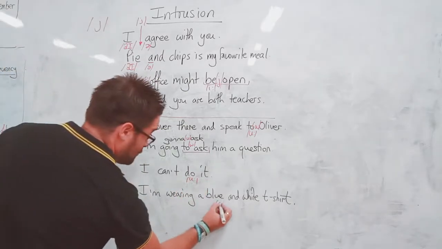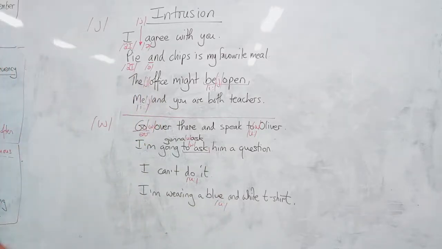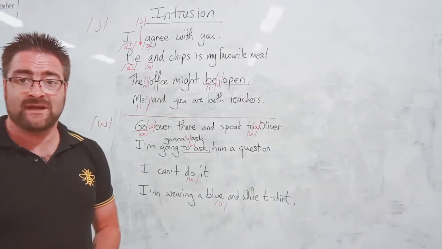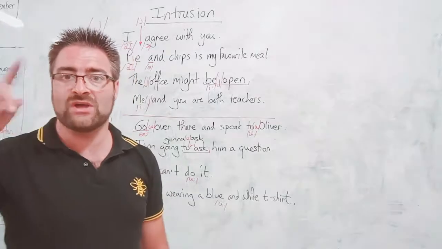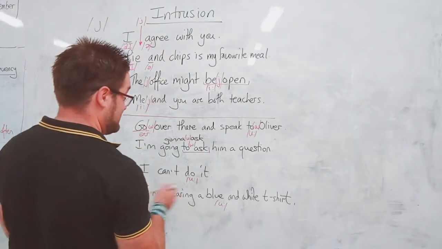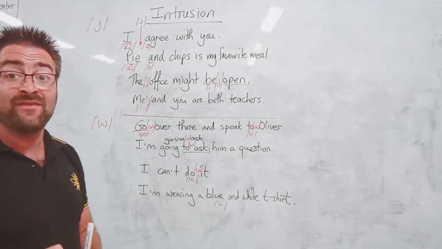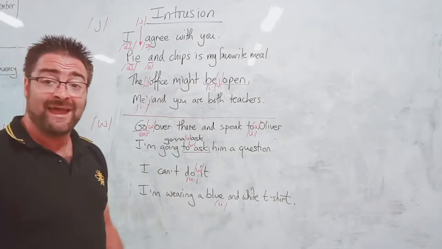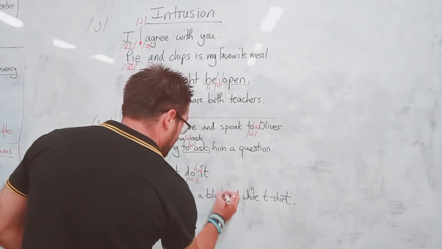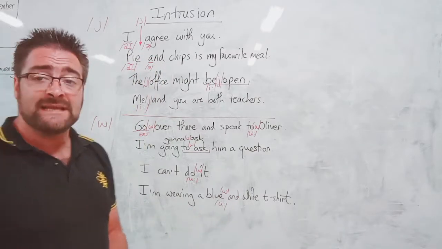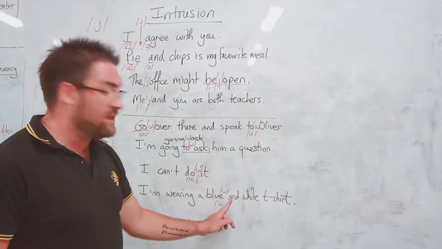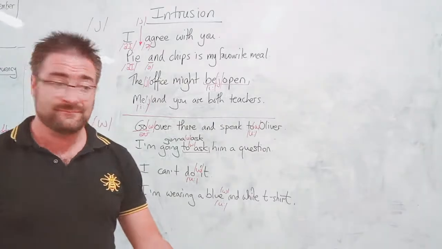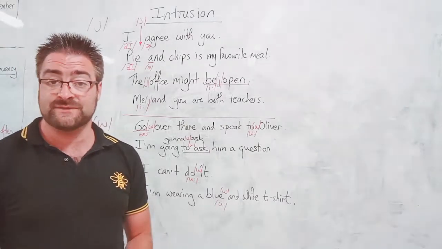It also works with the verb do. Again, here's that oo sound. So, I can't do it. I can't do-w-it. The W sound. It's almost like we have added a W sound in there. And here, with the colour blue, again, we say blue and white, but when we want to speak quickly, this becomes n, and we say blue-w-n white. I'm wearing a blue and white t-shirt.